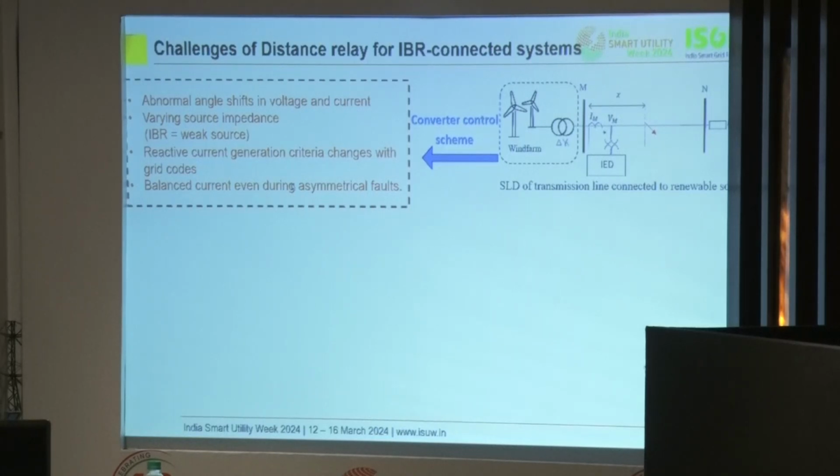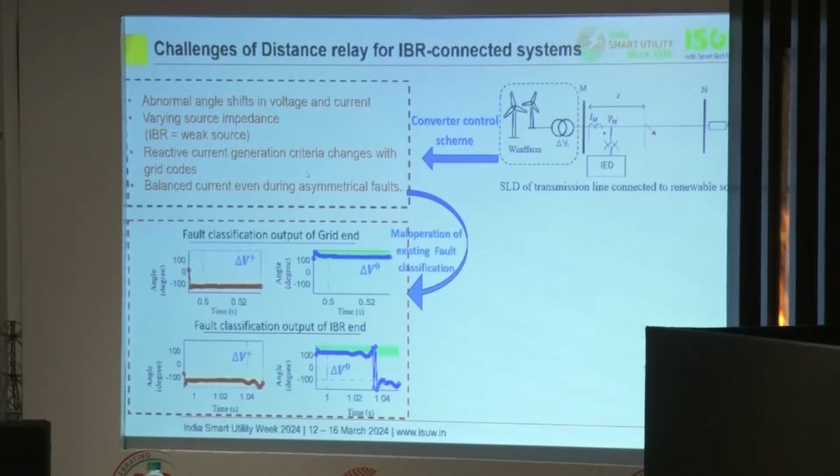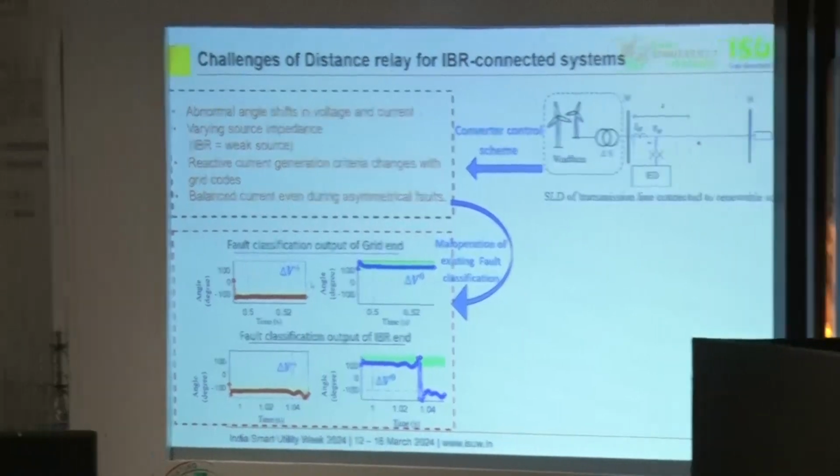Let us understand how these challenges impact different modules in the distance relay. Let's first understand the fault classification output. Here there are plots of delta V plus, which is the superimposed positive sequence voltage angle, and delta V naught, which is the superimposed zero sequence voltage angle.